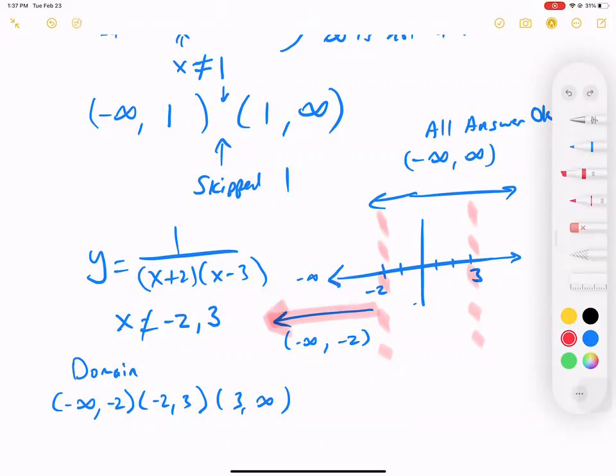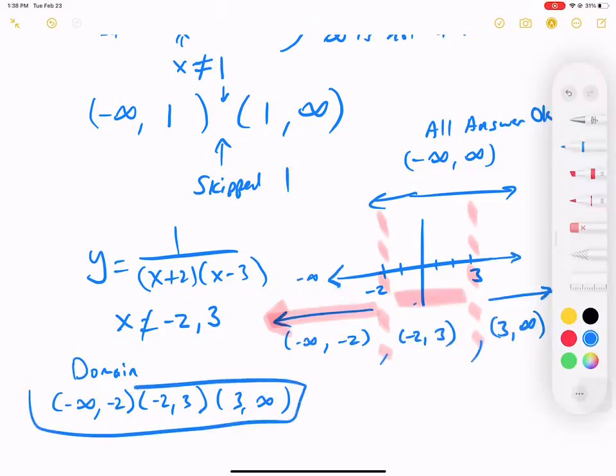What's the next part of my graph? Well, isn't the next part of the graph right in between -2 and 3? So from -2 to 3. That's my next domain. And the last part of the graph, where does this value go? It goes from 3 all the way to infinity. I feel like that's a lot easier to look at than me just showing you guys this right here.